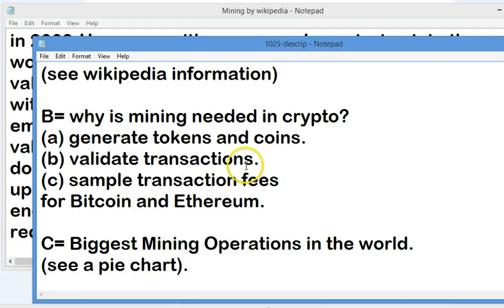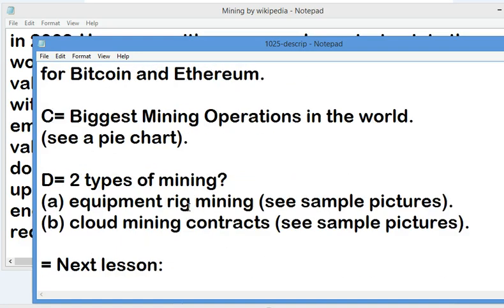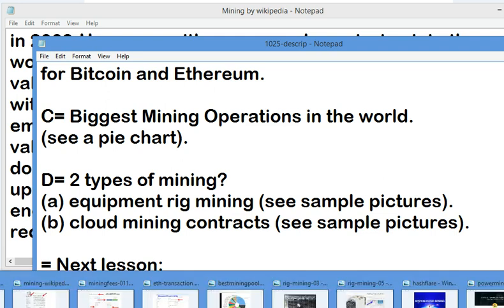Okay, I'll give you some examples there in a little bit, and then we will look at some sample fees for Bitcoin and Ethereum for some of the transactions I have done, just to give you an example. Okay, so let's go ahead and go there right now.